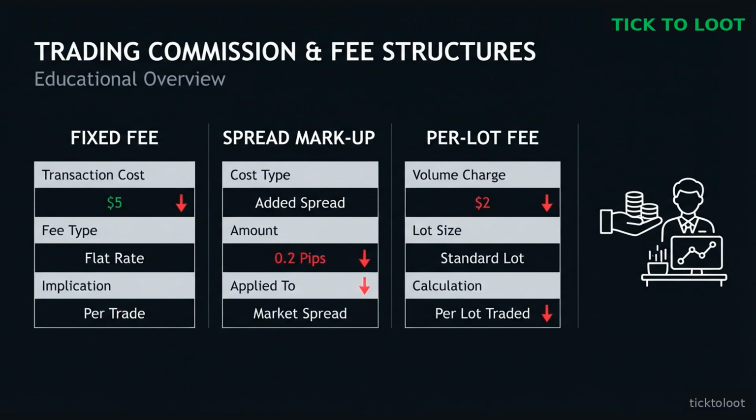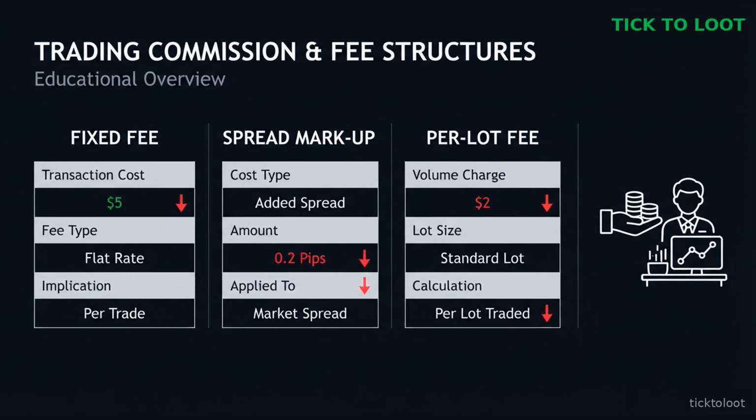A commission is simply the price you pay a broker for the privilege of entering a trade, much like paying a cashier a fee for using a credit card. Brokers can choose from three common ways to collect that fee. The first is a fixed fee, which is a flat amount you pay every time you open or close a position, regardless of trade size. Imagine paying a $5 parking ticket each time you pull into a lot, no matter whether you stay 10 minutes or 2 hours.